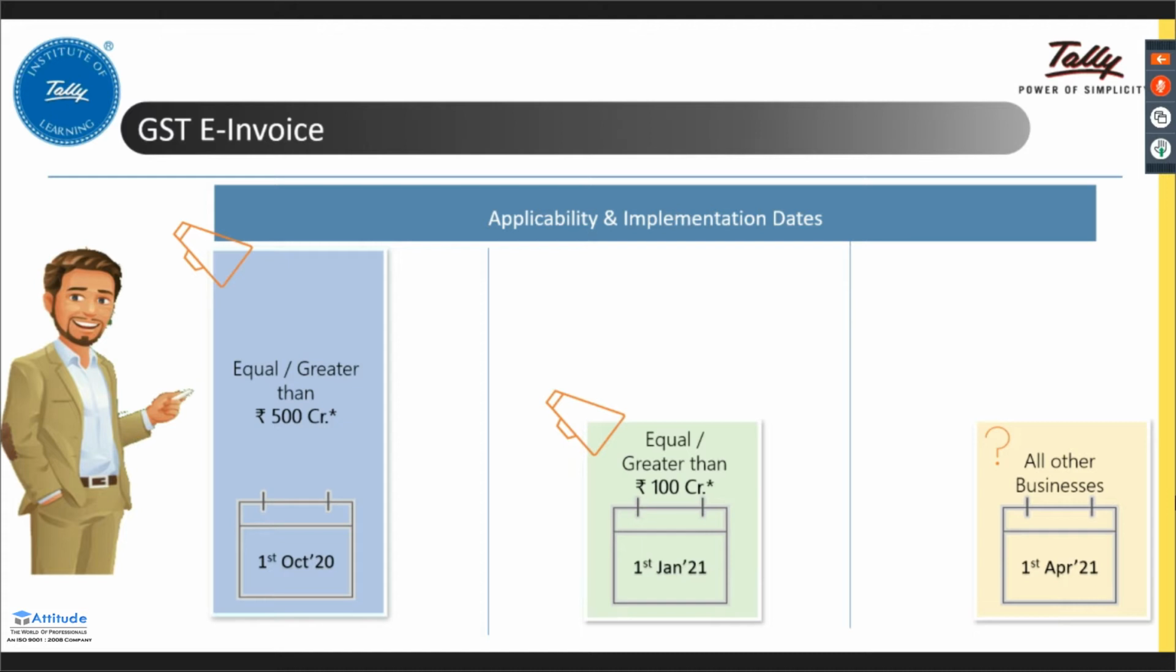So if I talk about the turnover limit, this is with regard to the turnover in the preceding 3 financial years, starting from 2017-18. From then this turnover is taken into consideration. So for almost all businesses whose turnover in the last 3 preceding financial years is equal to or greater than 100 crores, they will have to issue e-invoices from 1st January 2021 onwards.